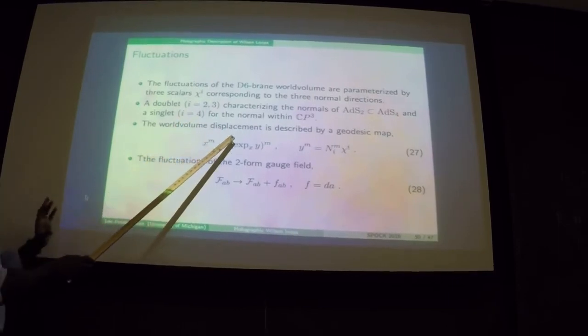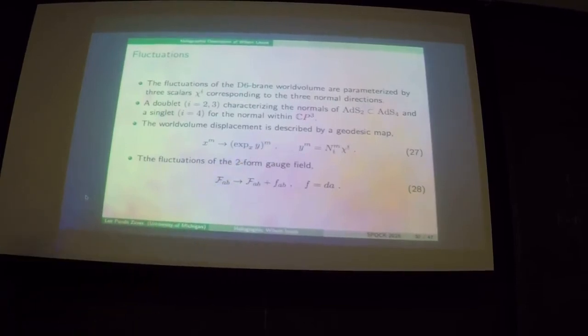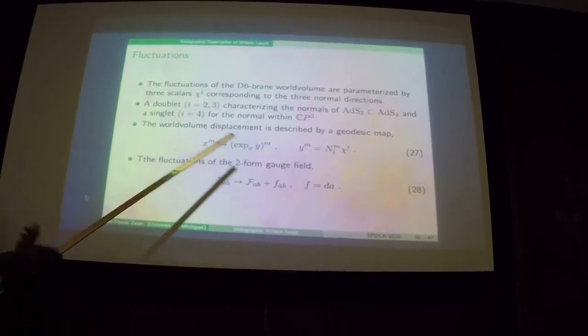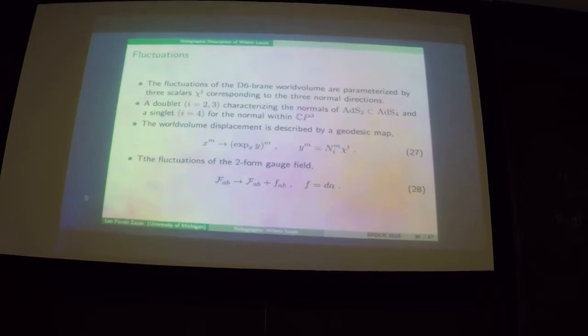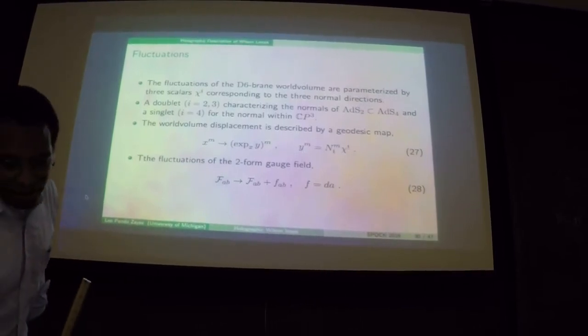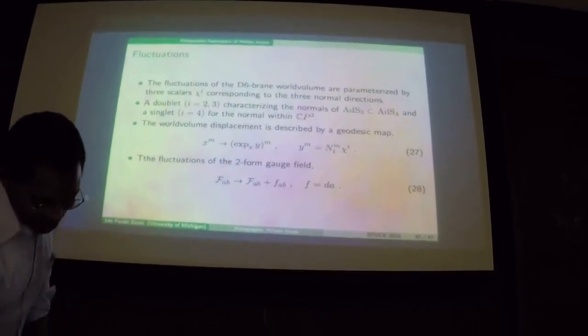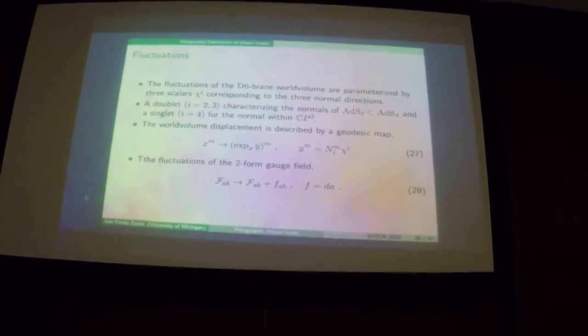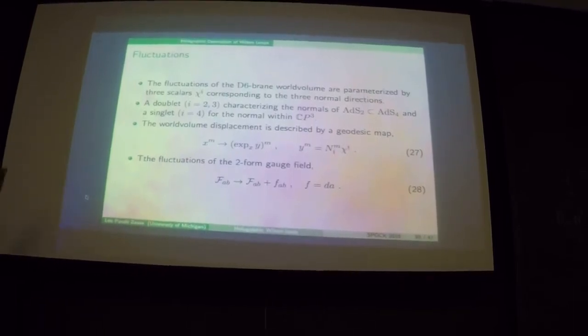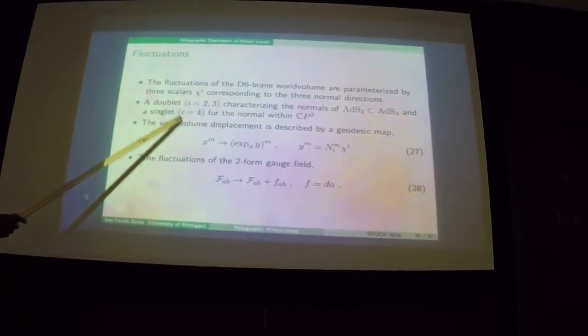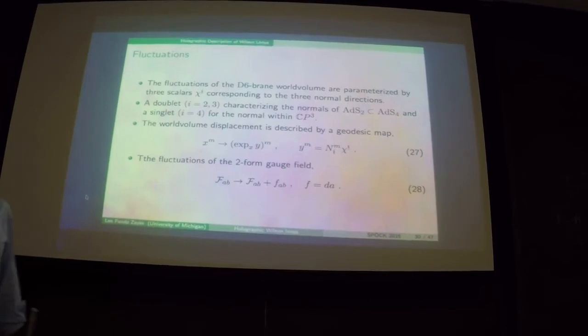There's a geometric way to look at these fluctuations using the geodesic map. And of course, I have to look also at the fluctuations of the gauge field. Even though it's technical, the conceptual idea is very clear. I have a surface that is classically given by some embedding, and I am now looking at all possible fluctuations of that embedding. For the D6, I will have 3 normal directions, so these are the 3 scalars, and then there's a gauge field.